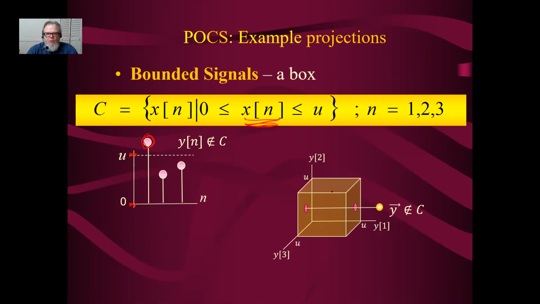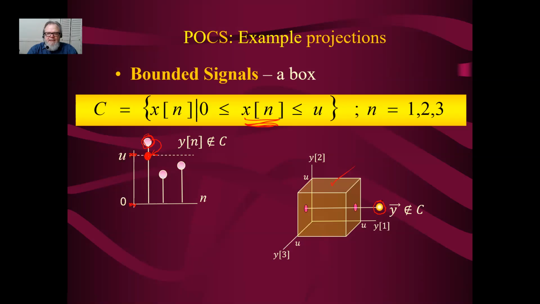Well, we've determined before that the set of all bounded signals corresponds to a box, which is shown here on the right. And so what we have is a point out here. Which point is off? The first one, right? Y sub 1 is off. And so to project onto the convex set, guess what we do? We set that exactly equal to the upper bound. So we take this point and we make it into this point, and that makes the signal that didn't conform to the bound constraints now conform to the bound constraints.